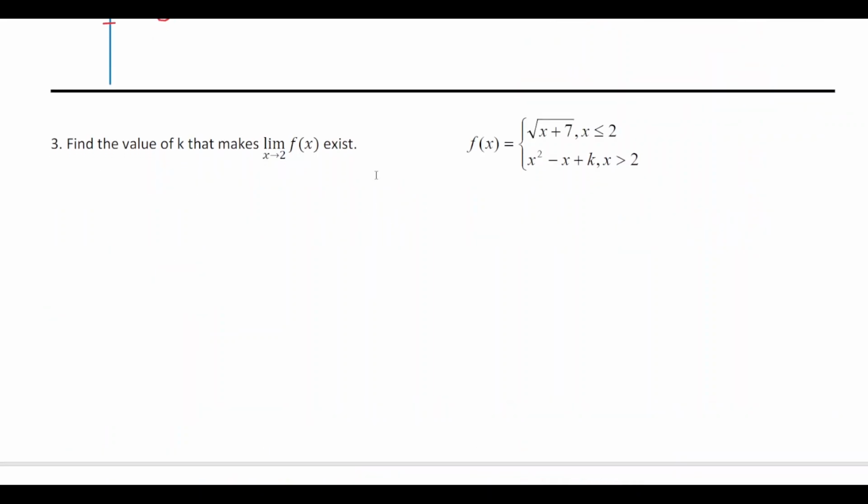For number 3, we're trying to find the value of k that makes this limit exist. On the first day, when we answered this question, it was worded a little differently. The way that I worded it was find the value of k to make the function continuous. And that is kind of what we need here. We need it to be continuous, or that would be the easiest way, I think, to make sure that this exists. So let's go ahead and follow the same steps that we did.